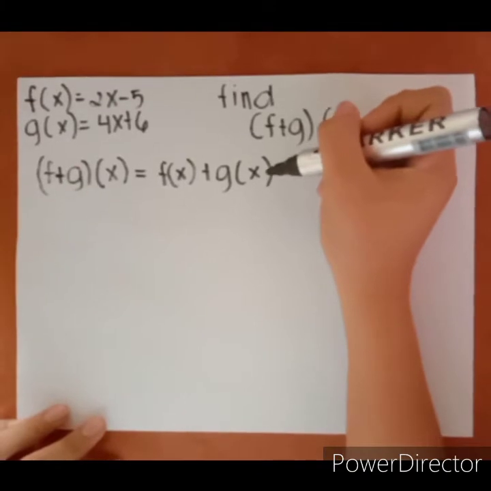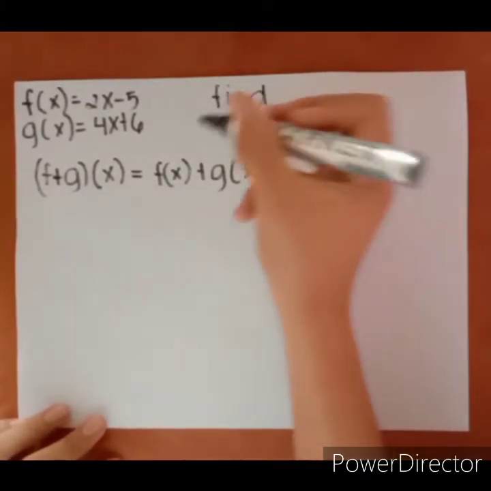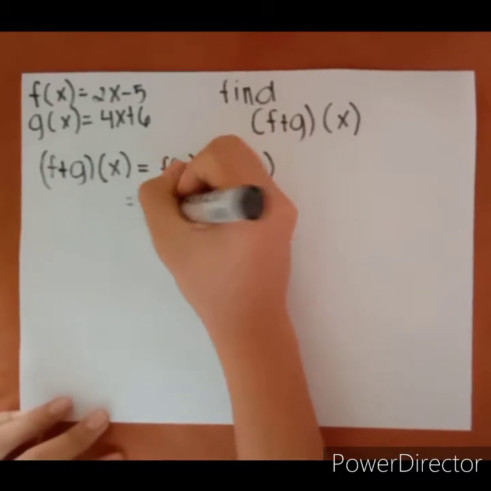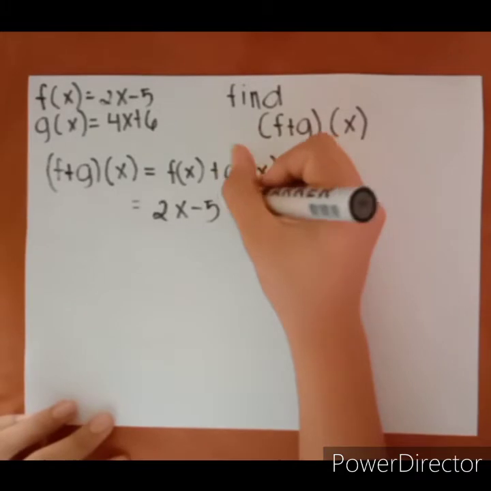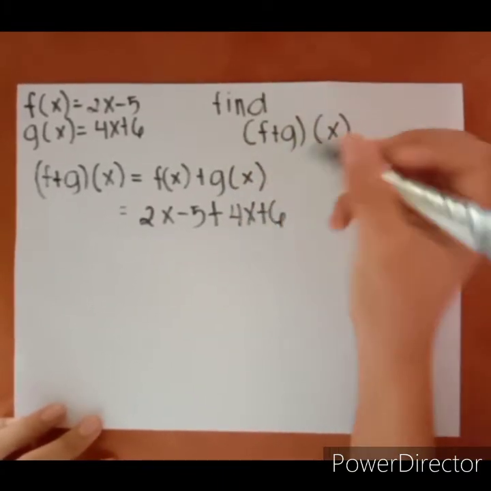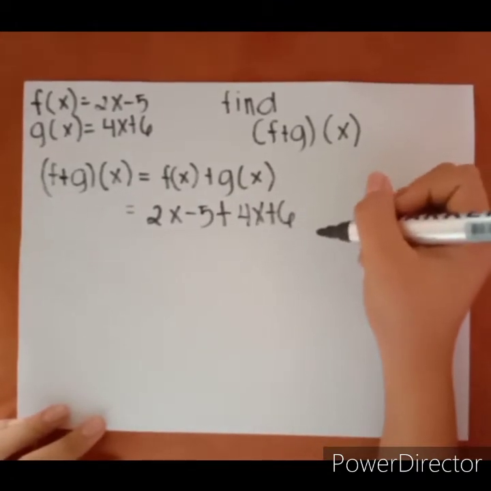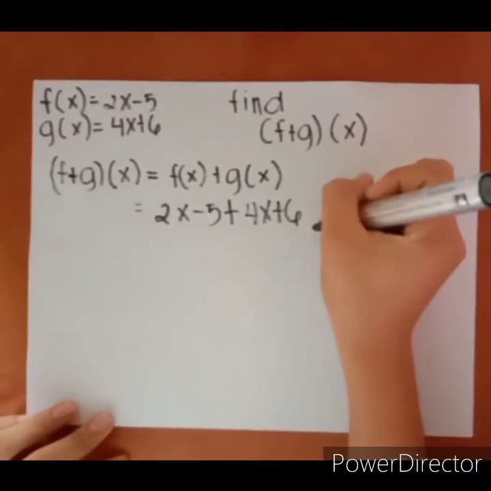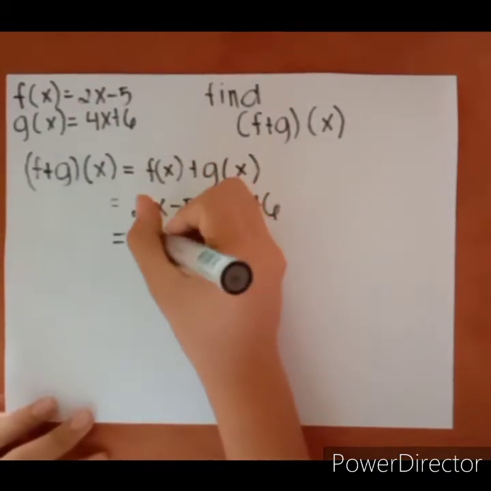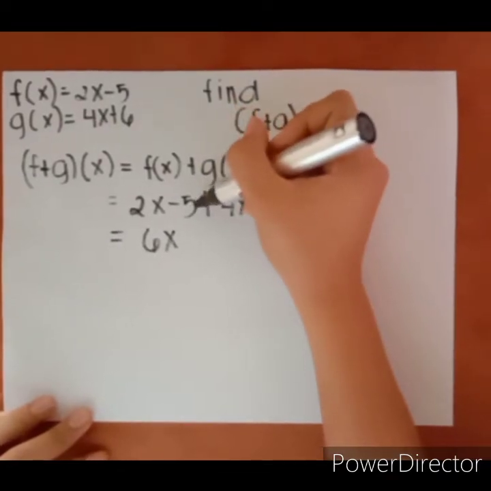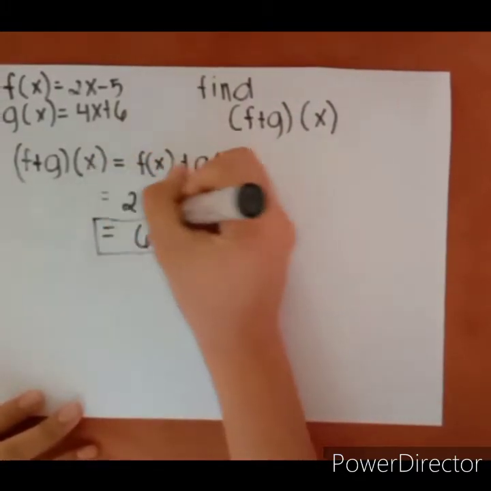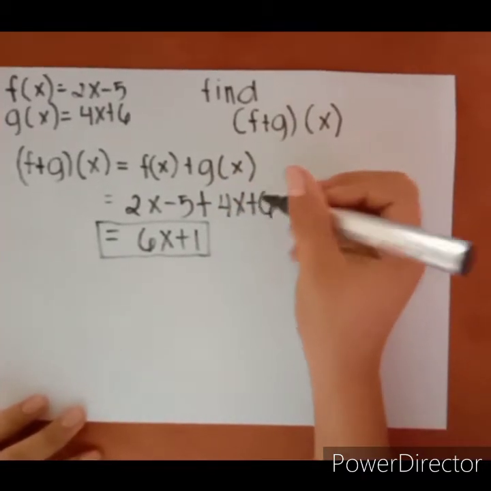Since we have given f of x and g of x, so we are going to substitute. F of x is equal to 2x negative 5, positive, and g of x is equal to 4x positive 6. So after substitution, we need to combine like terms. 2x plus 4x equal to 6x. Negative 5 plus positive 6 equal to positive 1. So this is now the quantity of f plus g of x.